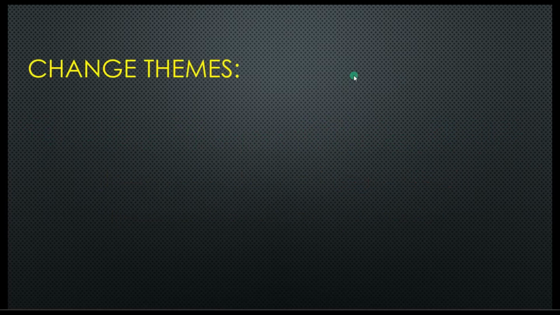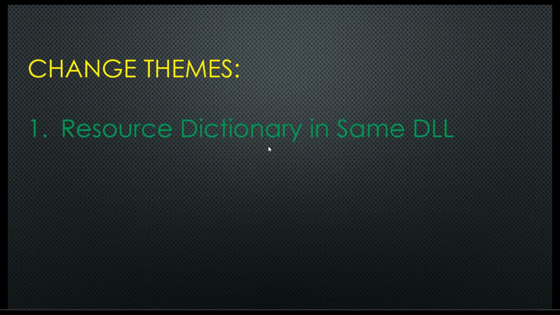And when we discuss changing themes, the core concept of which we will see shortly, what are the things that I expect as a developer? I expect a theme service mechanism to do the following. First thing is, it should load or change themes for the resource dictionaries which are present in the same DLL. Basically, if I have a DLL or a project, all the resource dictionaries present in my application should be changeable.